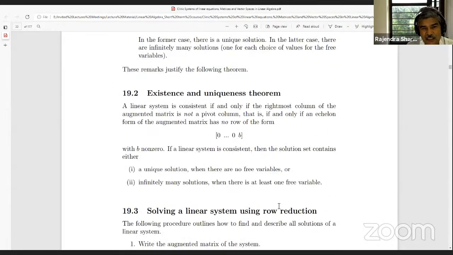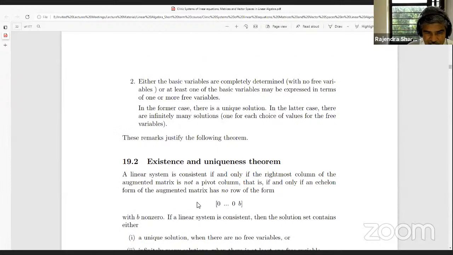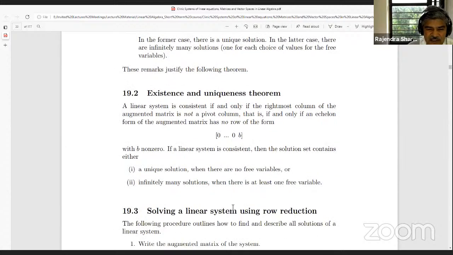This is just one thing: a linear system, as we know, is consistent if and only if the rightmost column of the augmented matrix is not a pivot column. That is, if and only if an echelon form of the augmented matrix has no row of the form 0, 0, B, where B is non-zero. So here these are the columns, so you can see.